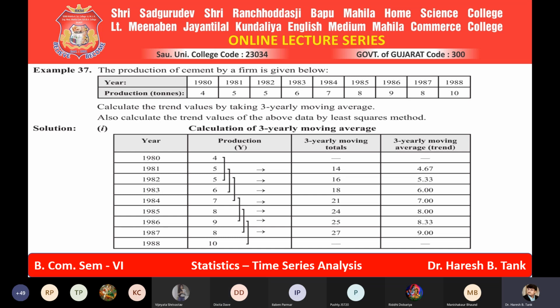Once you get that sum, our intention is to get an average. So 3 yearly moving average, or you can say trend values. Whatever is the column of total, divide it by 3, you will get the trend value. The first is dash, dash will remain dash. 14 divided by 3 becomes 4.67. 16 divided by 3 is 5.33. 18 divided by 3 is 6. 21 divided by 3 is 7. This is how you will get 3 yearly moving average, or trend values.